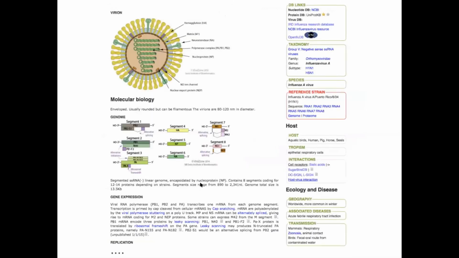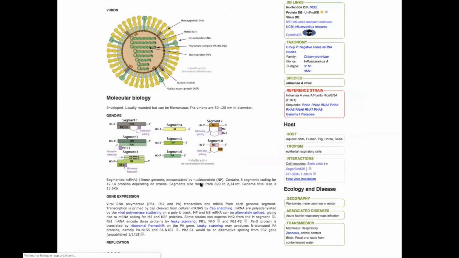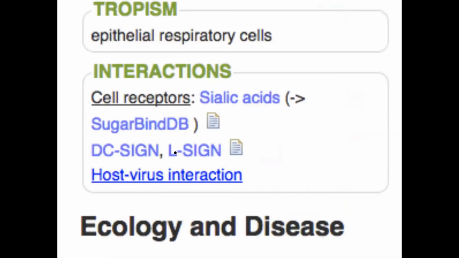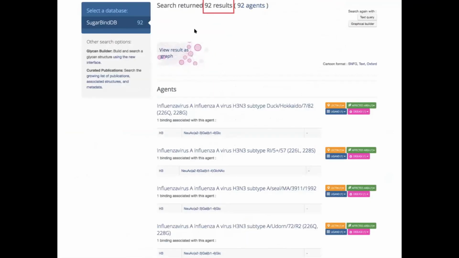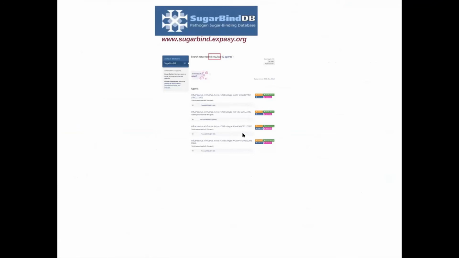So I go back to Viral Zone, and the work we're doing with them is to look at the interaction and cross-reference Viral Zone with what we have on host-pathogen interaction, which is in the SugarBind database. This is the cross-link. In Viral Zone, we have 92 results on influenza virus binding to human host sugars. And this is the database itself.